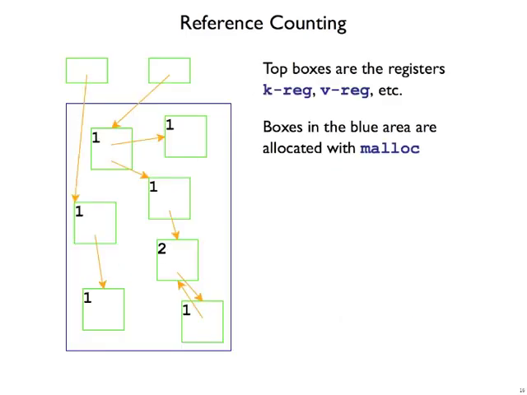Let's look at this in picture form. In this picture, the blue area is the space of all allocated objects, and each of these green boxes in the blue area is an allocated object. The green boxes at the top represent registers, like the continuation register or the value register or the environment register. The numbers on each green box in the allocated object are the reference count. And of course, they're all 1 or more, because if it was 0, the object would go away. At this point, we have registers referencing some objects, and you can check that every box has a number that indicates how many arrows are coming in.